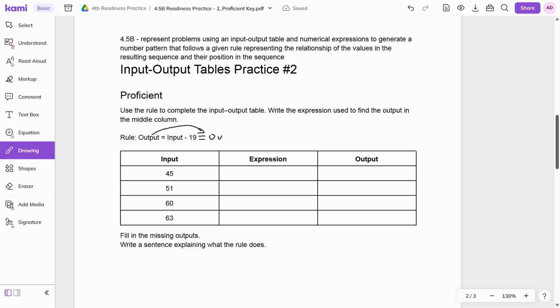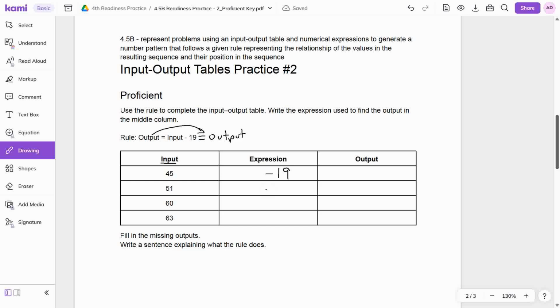And that might help us because you can always flip which side the equal sign is on. It could be on the front side, it could be on the back side. But now it's in the same order as our table. Input, right? We see this minus 19 is going to equal our output.